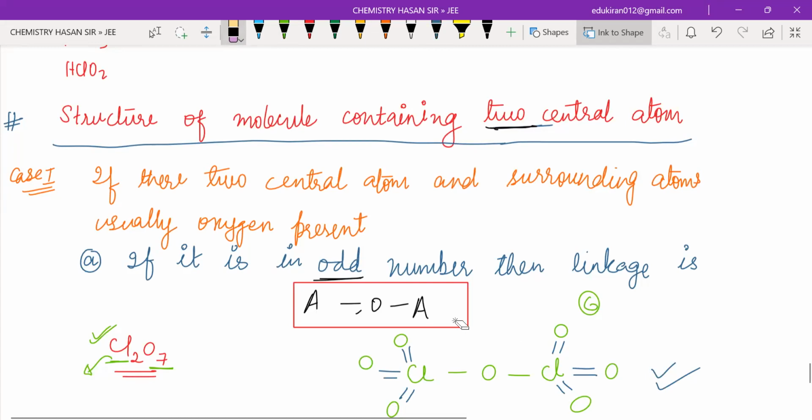Is that clear? You just need to go for oxygen. If it is in odd number, then the linkage will be AOA, and accordingly you can draw the structure. Is that clear? Savage, Shahid, Arif? Please do respond, everyone. Yes, sir, clear.